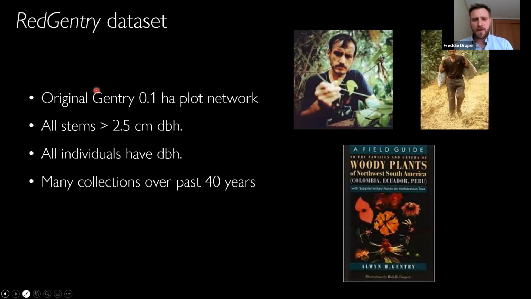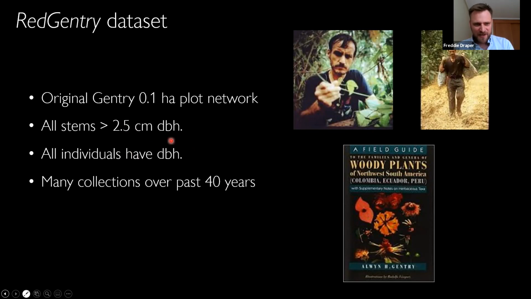So we looked to this data set that was established by Alwyn Gentry, who was really the master botanist and ecologist of Amazonia. Prior to his death, I think it was in 1990, he established this series of 0.1 hectare, so small, plots, across the world really, but heavily concentrated in South America, in Amazonian forests. In these plots, he identified and measured all stems that were greater than 2.5 centimeters. He also wrote this book, which I'm sure many people are familiar with. It's an incredible field guide to all the woody plants of Northwest South America.